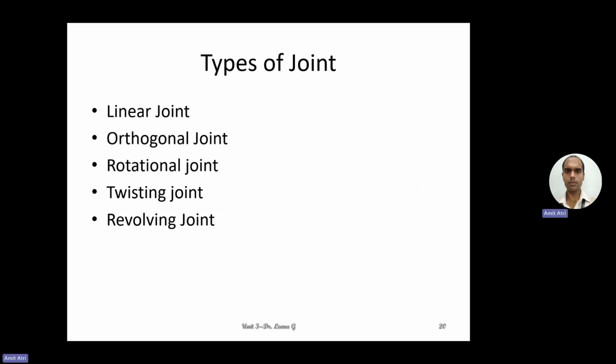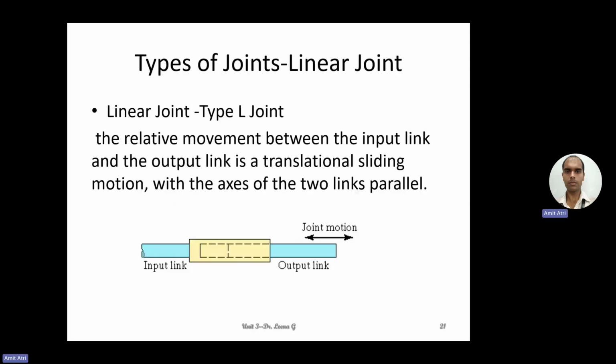Now coming to the types of joints: linear joint, orthogonal joint, rotational joint, twisting joint, and revolving joint. Let us cover each of them briefly. First, the linear joint, or type L joint. Linear means only linear movement. As shown in the diagram, the output link can move only left or right, in or out. The relative movement between the input link and the output link is a translational sliding motion, here only left and right. The axes of the two links are parallel.